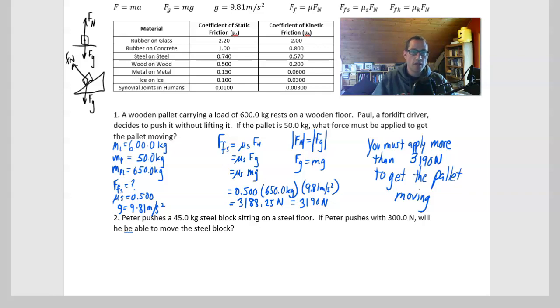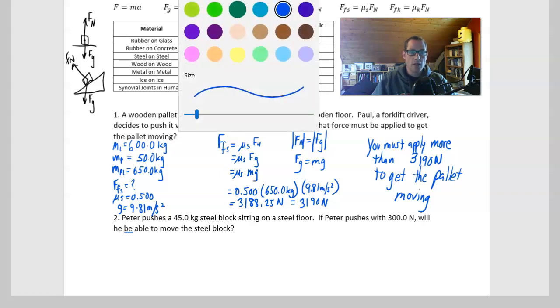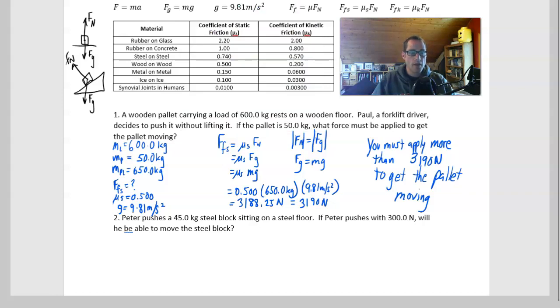I'm going to change my color of ink, and we'll do question 2. Question 2 says Peter pushes a 45 kilogram steel block sitting on a steel floor. So steel block on a steel floor, we'll be looking up here and referencing that table. If Peter pushes with 300 newtons, will he be able to move the steel block?